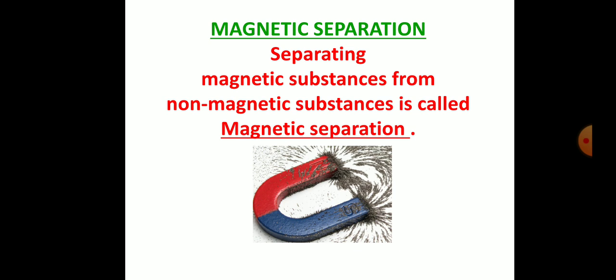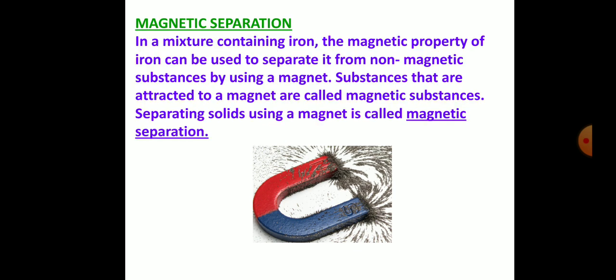Magnetic separation. Separating magnetic substances from non-magnetic substances is called magnetic separation. In a mixture containing iron, the magnetic property of iron can be used to separate it from non-magnetic substances by using a magnet. Substances that are attracted to a magnet are called magnetic substances. Separating solids using a magnet is called magnetic separation.